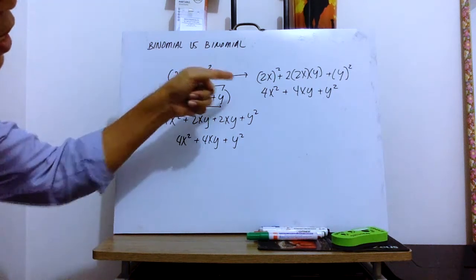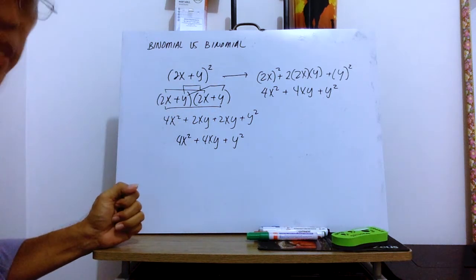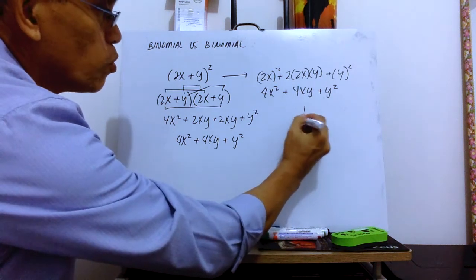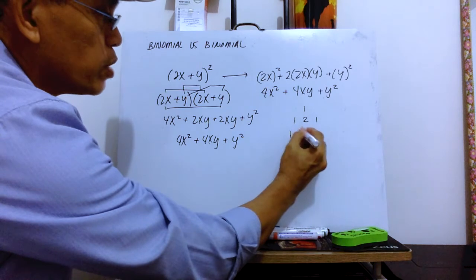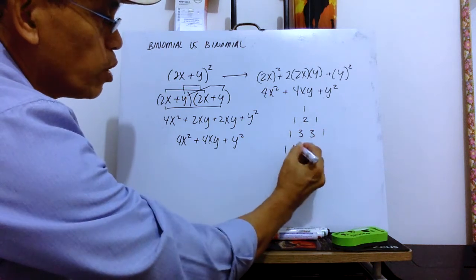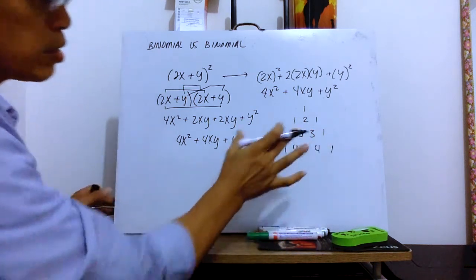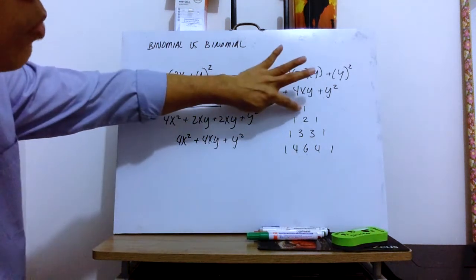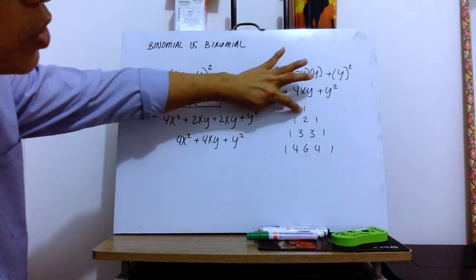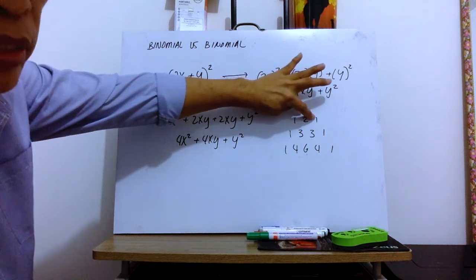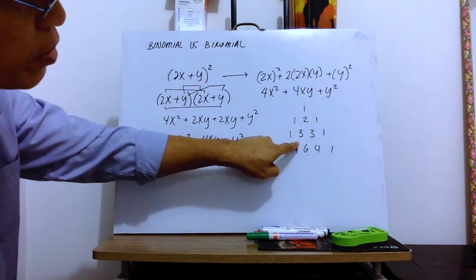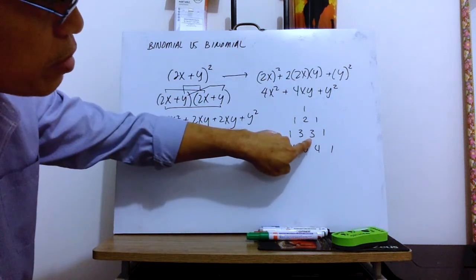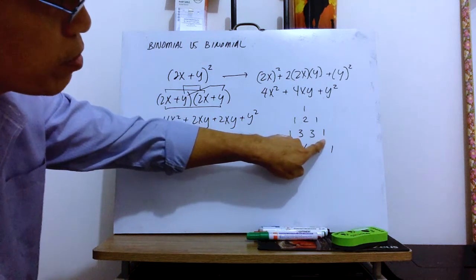Well, now where did I get this? If you remember Pascal's triangle: 1; 1, 1; 1, 2, 1; 1, 3, 3, 1; 1, 4, 6, 4, 1. That's Pascal's triangle. How did you get this? You start with 1, then you add 1 plus 1, you get 2, and then you go back to 1. Now, how did you get 3 here? You add 1 plus 2, becomes 3. 2 plus 1 becomes 3. And then go back to 1.